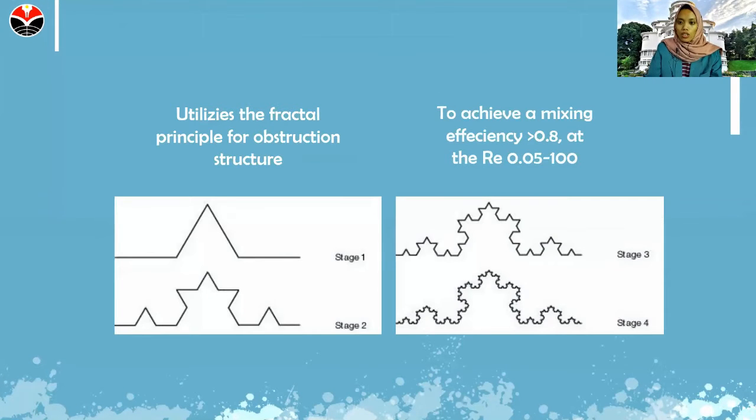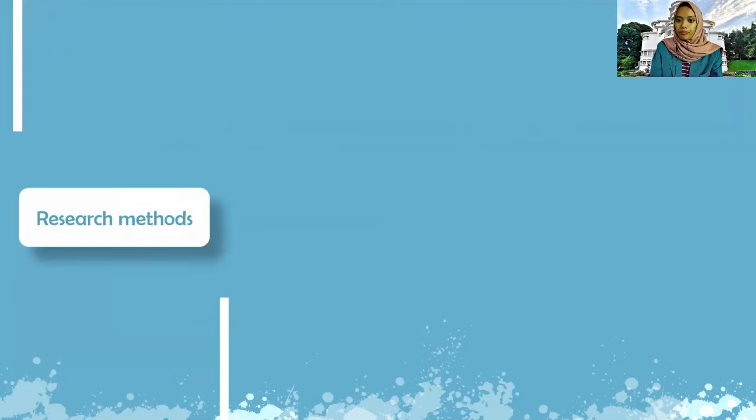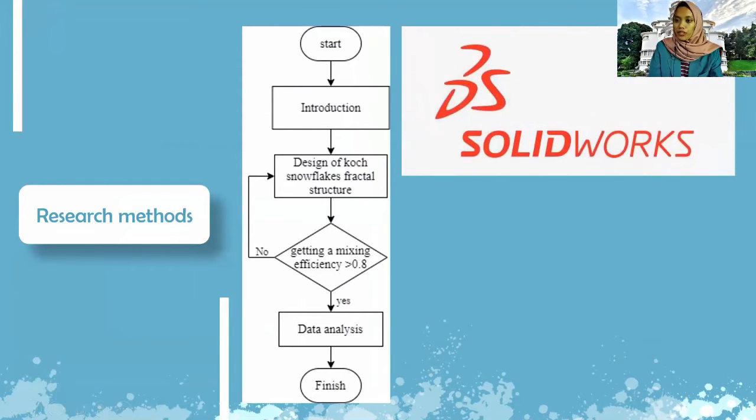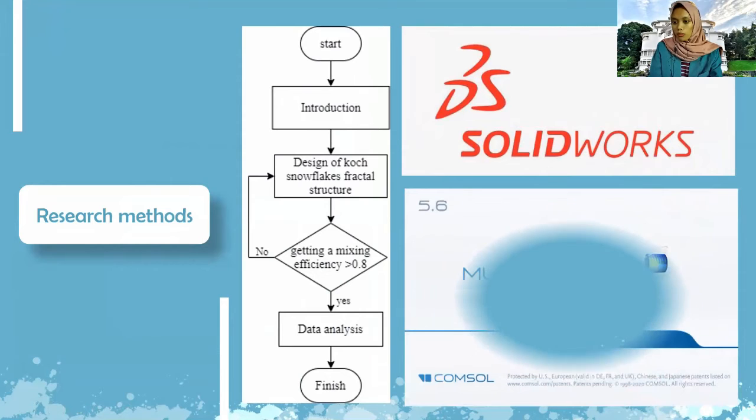So to solve the previous problem, we did research using the cofractal obstruction. The cofractal is a complex structure, therefore it is effective to increase the mixing efficiency. Next, this is the research method. The software we use is SolidWorks and COMSOL Multiphysics.